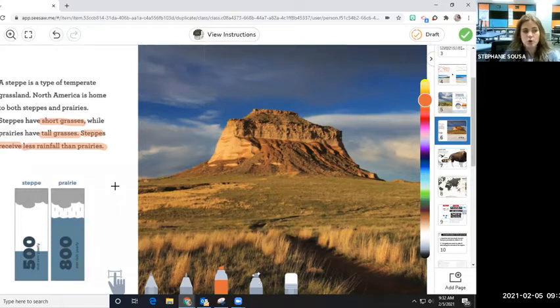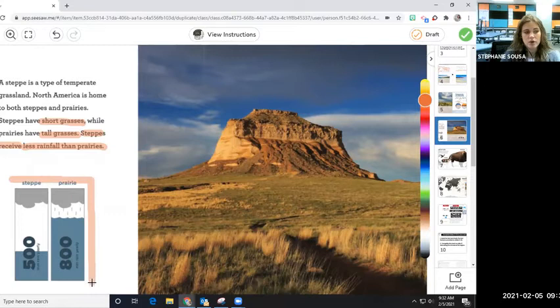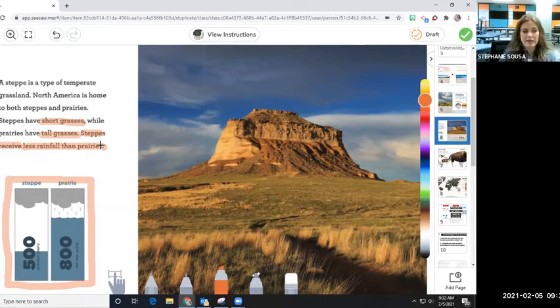So there are short grasslands and tall grasslands, and we call those steppes and prairies. And then we also have an infographic right here showing us the difference in a bar graph format of the amount of rain that falls in a steppe, which is photographed, and a prairie. It makes sense that prairies get more rain because it said that prairies have tall grass. And we know if plants are going to grow, they need to have lots of rain. So tall grass would make sense that they get a lot more rain.